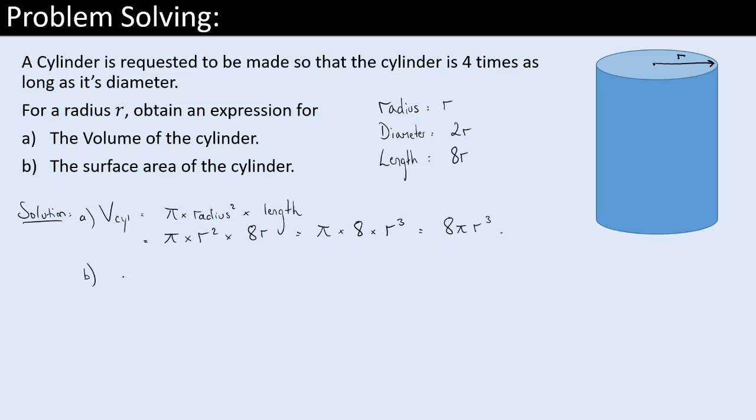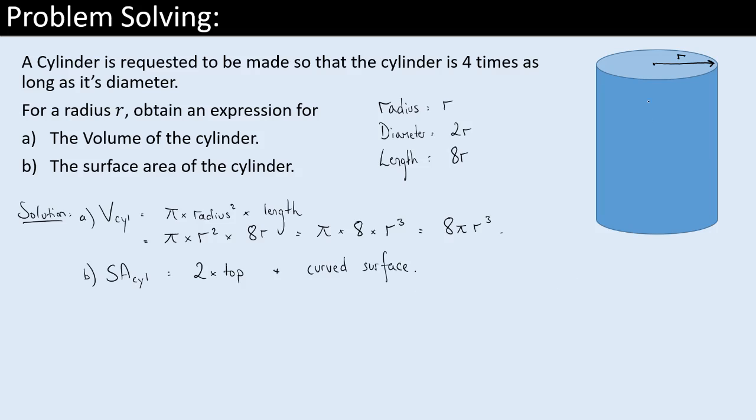Part B, though, will require a little bit more of a look in. Our surface area for our cylinder is going to involve 2 lots of the top, because the top and the bottom are the same area. I'm just going to say 2 lots of our top. And then add on our curved surface.